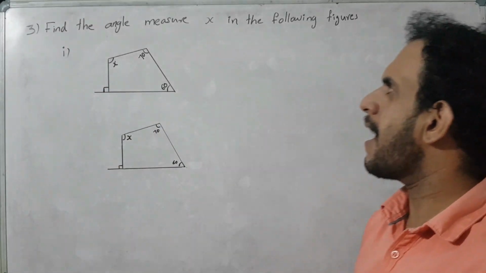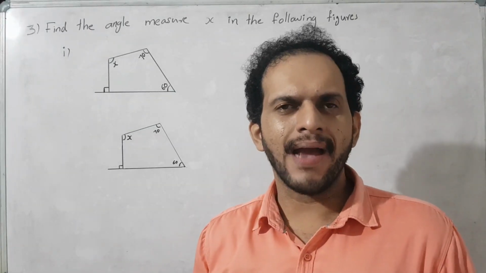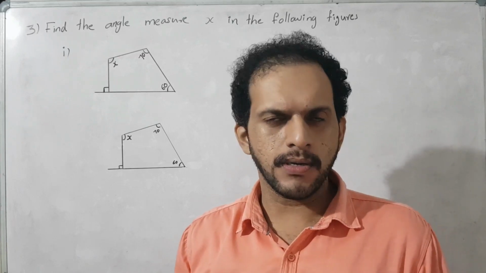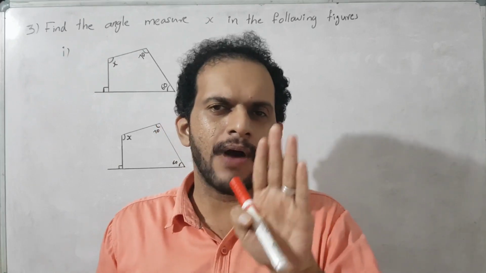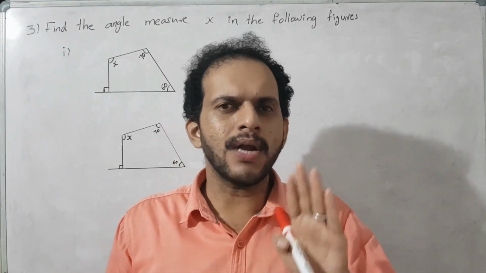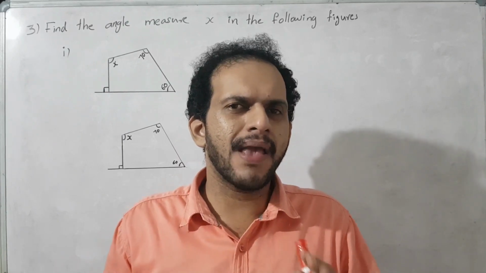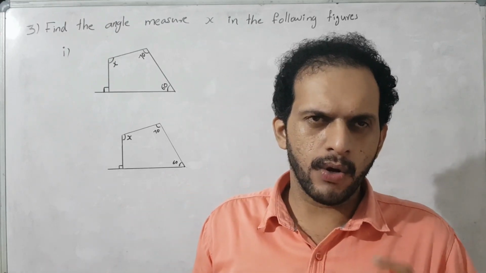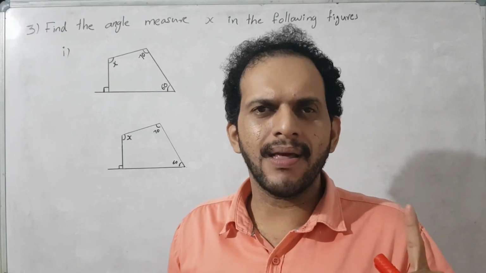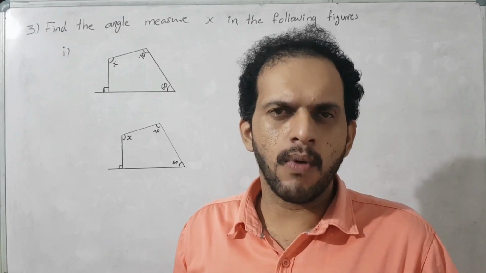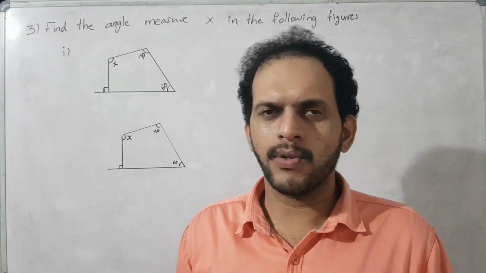Next we go. The next question is like this. Find the angle measure x in the following figures. Okay, find the angle value of x in the following figures. Then this type of question, how do we find the angle values? For finding the angle value, first you want to identify the figure name. This type of question is based on the angle sum property. We know the angle sum of a triangle is 180, the angle sum of a quadrilateral is 360, the angle sum of a pentagon is 540, and the angle sum of a hexagon is 720.